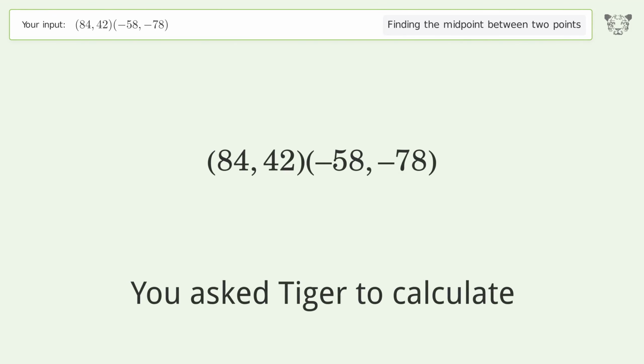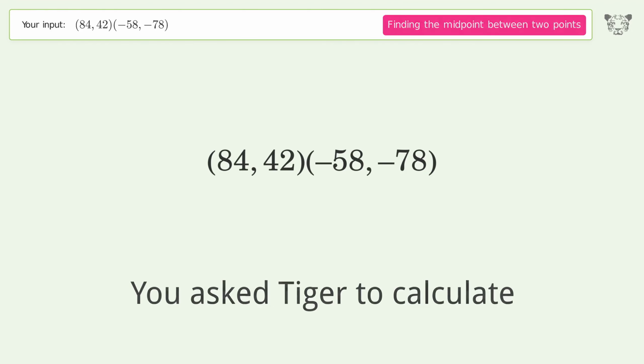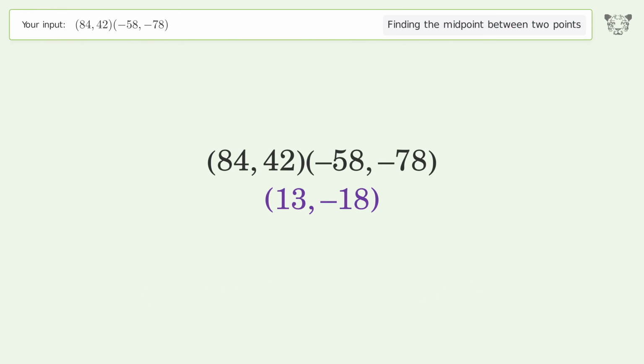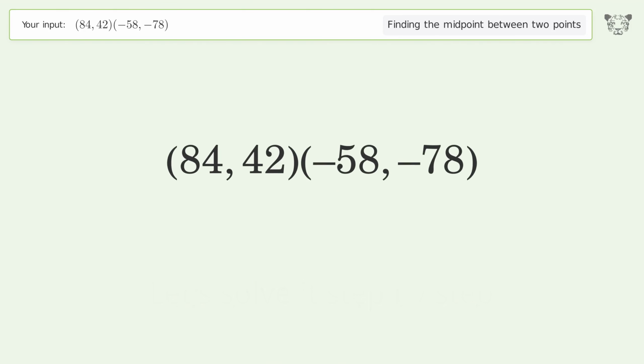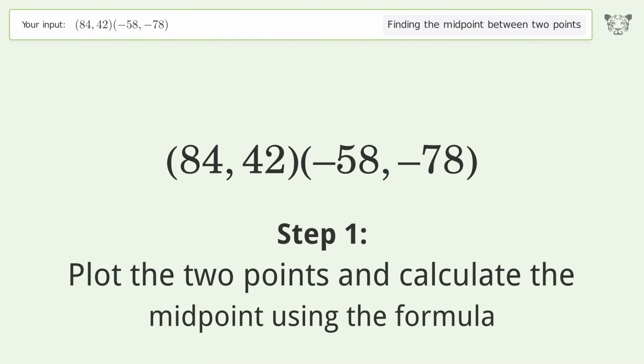You ask Tiger to calculate. This deals with finding the midpoint between 2 points. The midpoint between the 2 points is 13, -18. Let's solve it step by step. Plot the 2 points and calculate the midpoint using the formula.